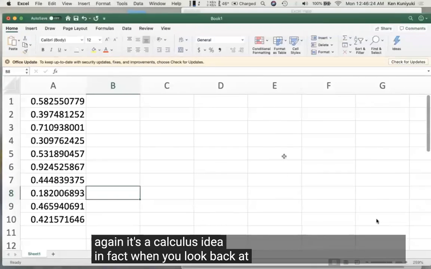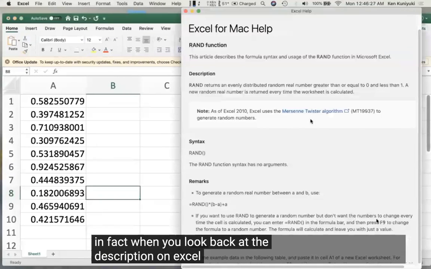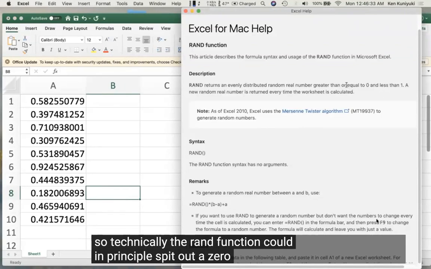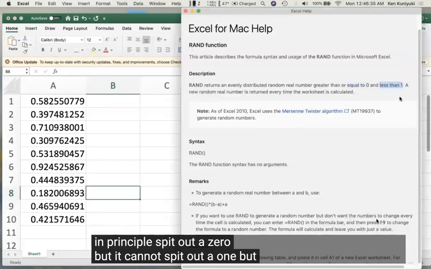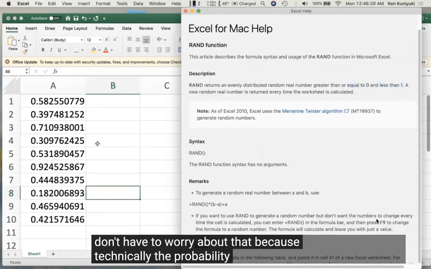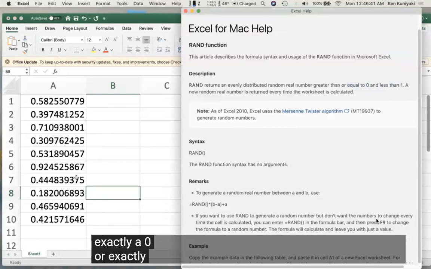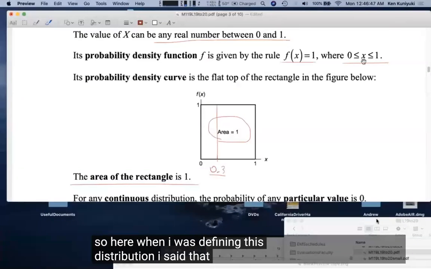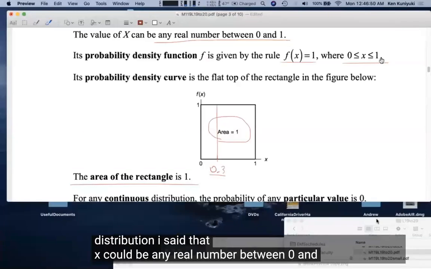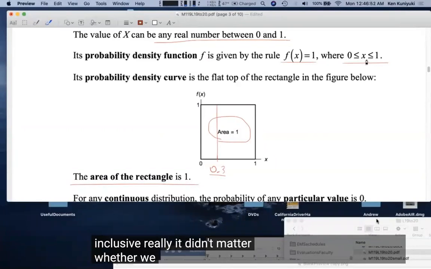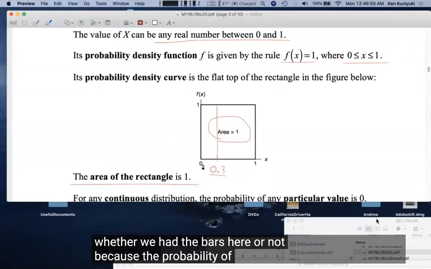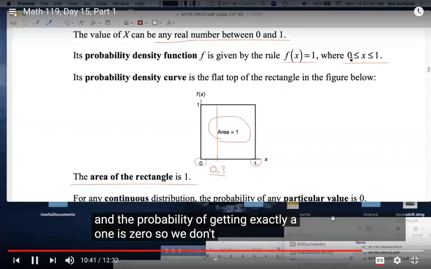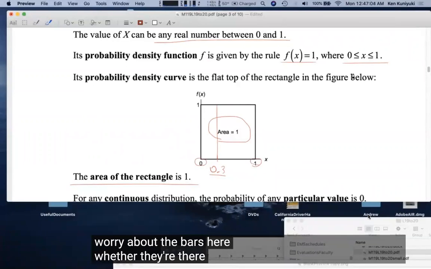In fact, when you look back at the description in Excel, technically the RAND function could in principle spit out a 0, but it cannot spit out a 1. But we don't have to worry about that because technically the probability of getting exactly a 0 or exactly a 1 is 0 anyway. So here, when I was defining this distribution, I said that x could be any real number between 0 and 1 inclusive. Really, it didn't matter whether we had the bars here or not, because the probability of getting exactly a 0 is 0, and the probability of getting exactly a 1 is 0. So we don't even have to worry about the bars here, whether they're there or not.